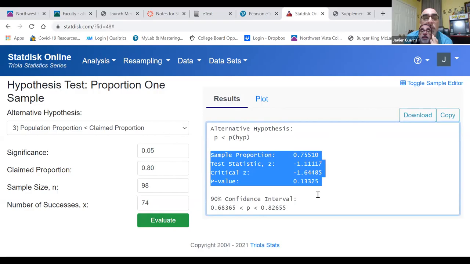Copy, plagiarize, whatever you call it. I'm gonna copy it. Sample proportion, test statistic, critical Z, and P value. And I'm just gonna copy the numbers as they appear exactly.